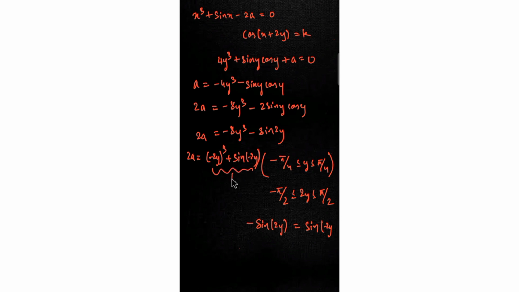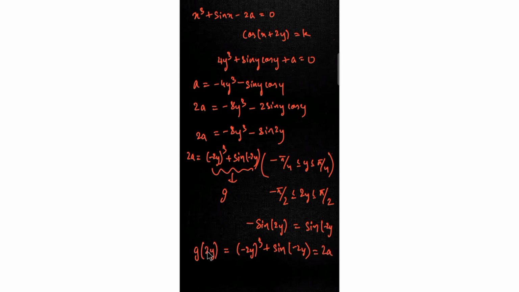What if I assume this as some function g? Alright, some function g. So then g of 2y is equal to minus 2y whole cube plus sine of minus 2y, isn't it? So this is what we have got, like g of 2y is equal to minus 2y whole cube plus sine of minus 2y. Like I've just assumed this as function g. So this is basically nothing but the value is 2a.